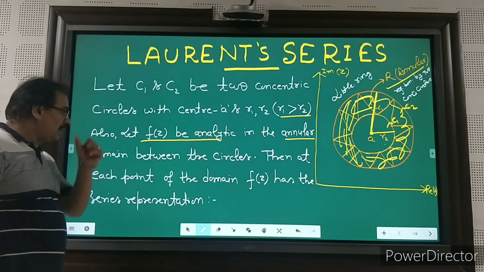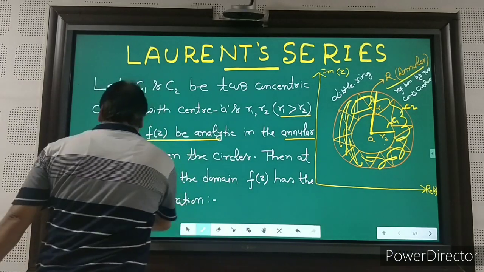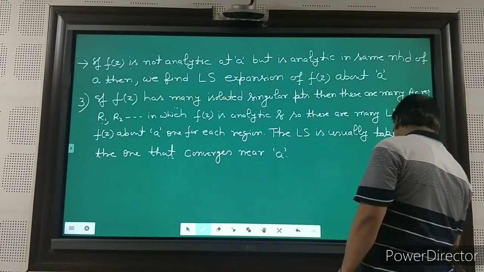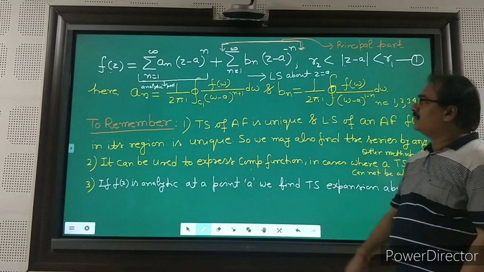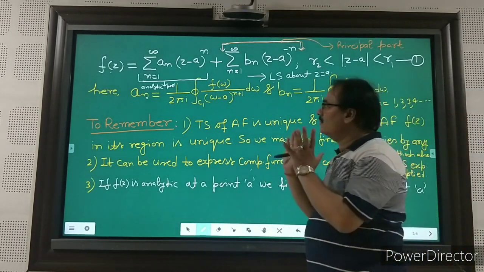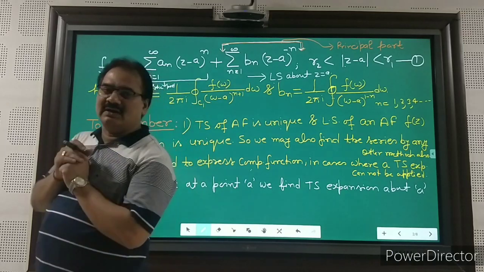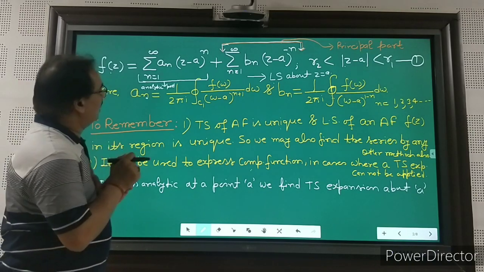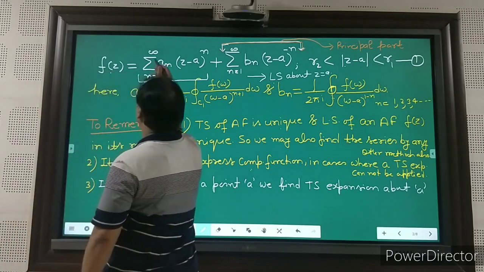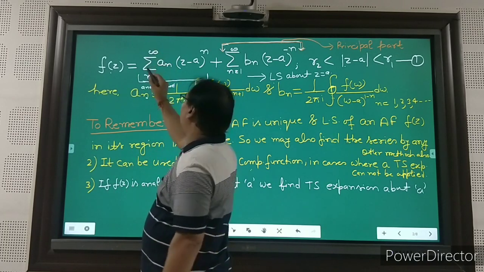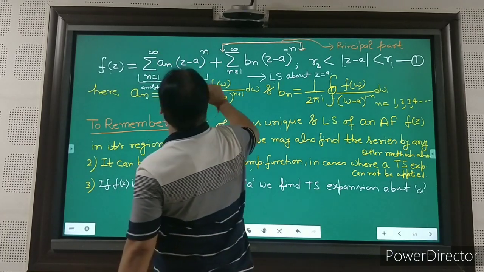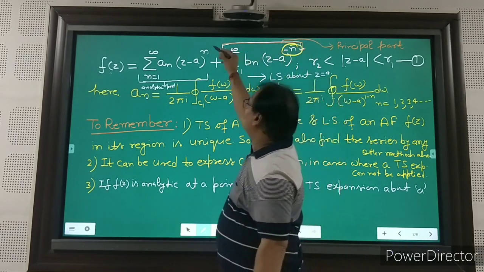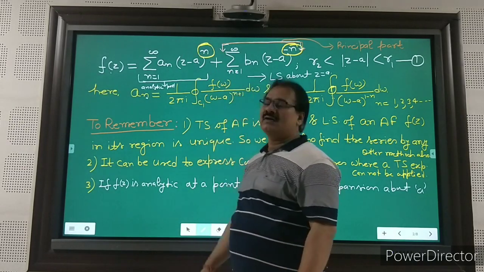Then at each point of the domain, f(z) has a series representation, that is, we may write the series as a combination of two kinds of series. One we may call the positive series, another the negative series. How does it look? f(z) is equal to summation over n from 1 to infinity of a_n (z minus a) to the power n, plus summation of b_n (z minus a) to the power minus n. Here one is a positive series, another is a negative series.